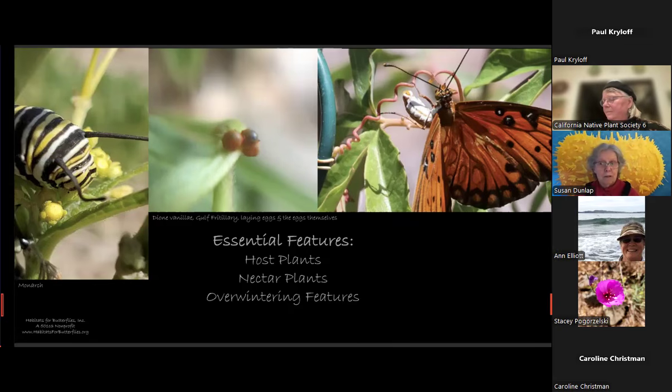So, four, the essential features of a butterfly habitat, what are they? At the simplest, there are three: host plants, nectar plants, and overwintering features. These are the foundation. Not every garden needs to master all three of these features at once, but every functioning habitat eventually includes them.